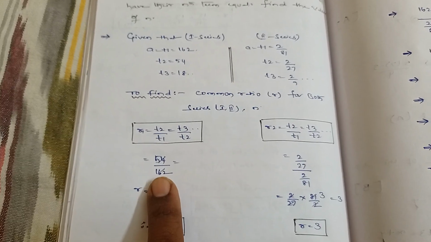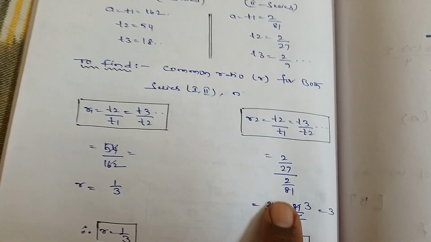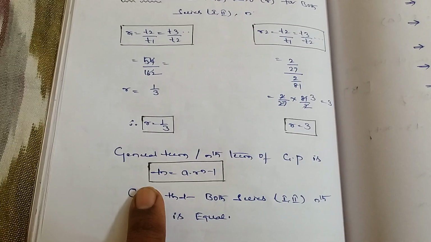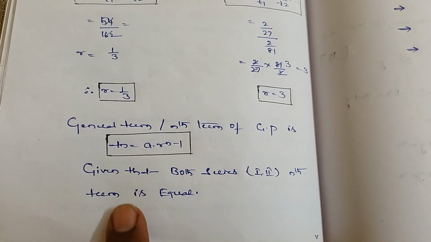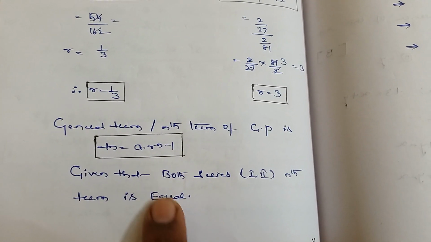I have done it here. After simplifying, we get r equal to 1/3 in the first series and r equal to 3 in the second series. What is the general term of a GP? The general term of a GP is Tn equal to a times r power n minus 1.